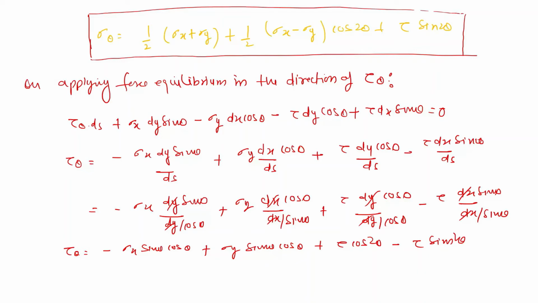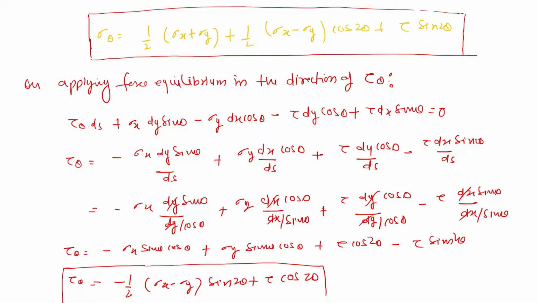Again cos square theta and sin square theta can be replaced in the form of cos 2 theta, and ultimately we have the expression 1 by 2 (sigma x minus sigma y) sin 2 theta plus tau cos 2 theta. So this is the expression for tau theta when the component is subjected to biaxial stresses along with shear stress.